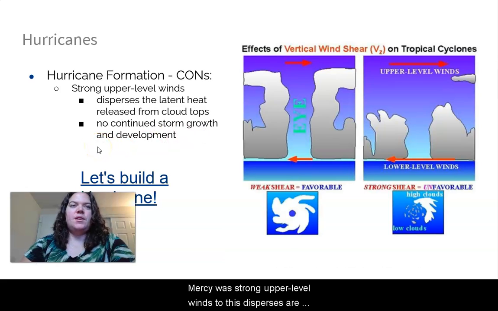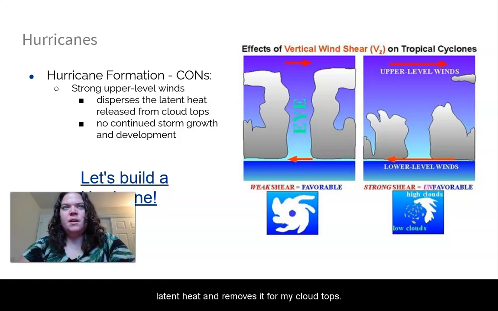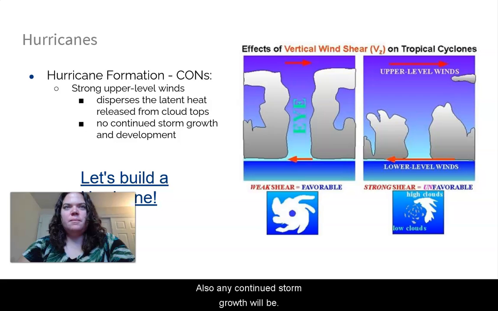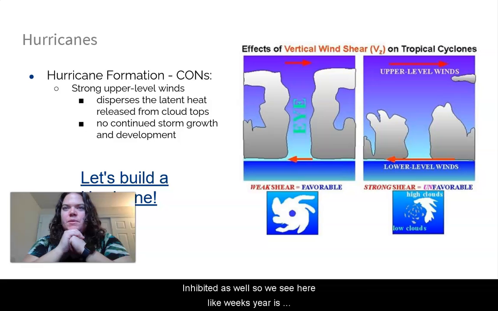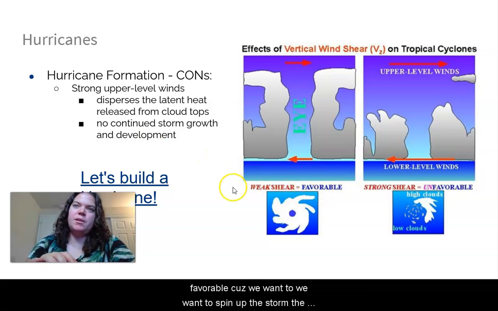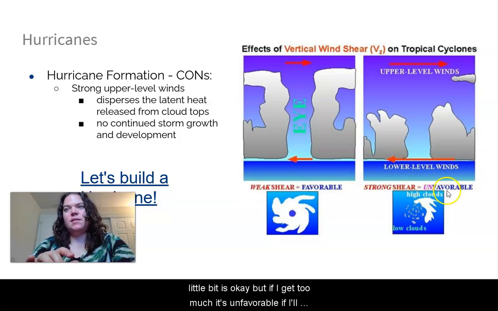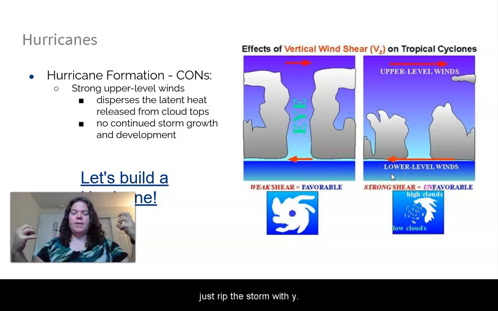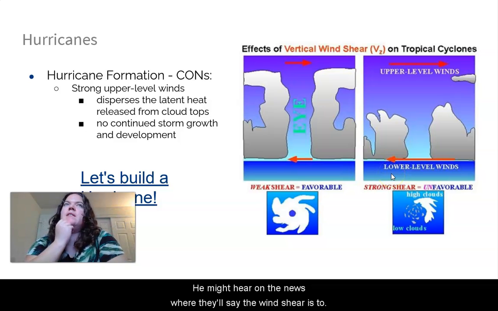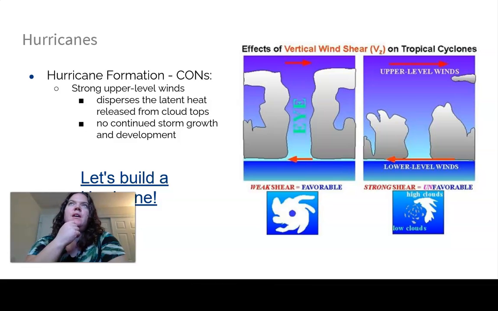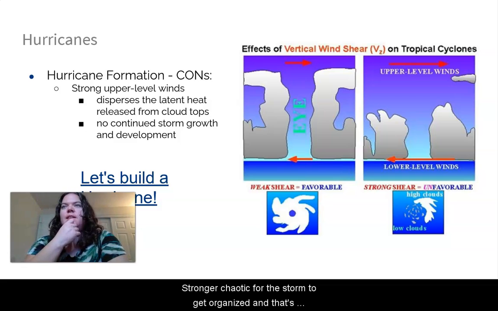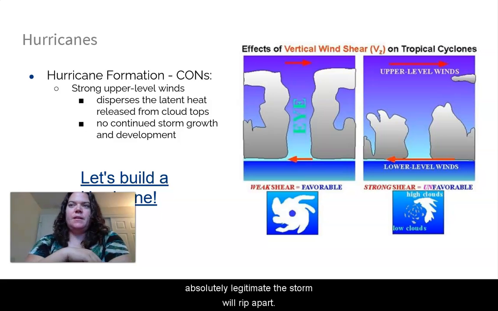Okay. Number 2 is strong upper level winds. So this disperses our latent heat and removes it from our cloud tops. Also, any continued storm growth will be inhibited as well. So we see here weak shear is favorable because we want to spin up the storm. So a little bit is okay. But if I get too much, it's unfavorable. It'll just rip the storm apart. So you might hear on the news where they'll say the wind shear is too strong or chaotic for the storm to get organized. And that's absolutely legitimate. The storm will rip apart.